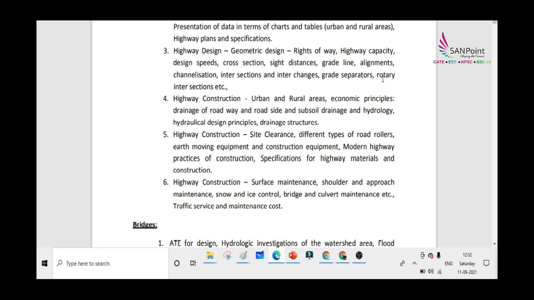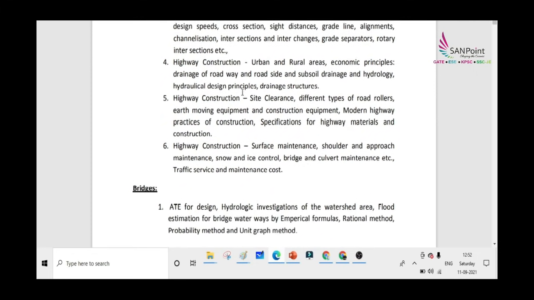And what are the various types of intersections, why we go for a particular type of intersection, what is PCU, everything they will be asking in this. Okay, speed study, all that. Next comes your highway construction.